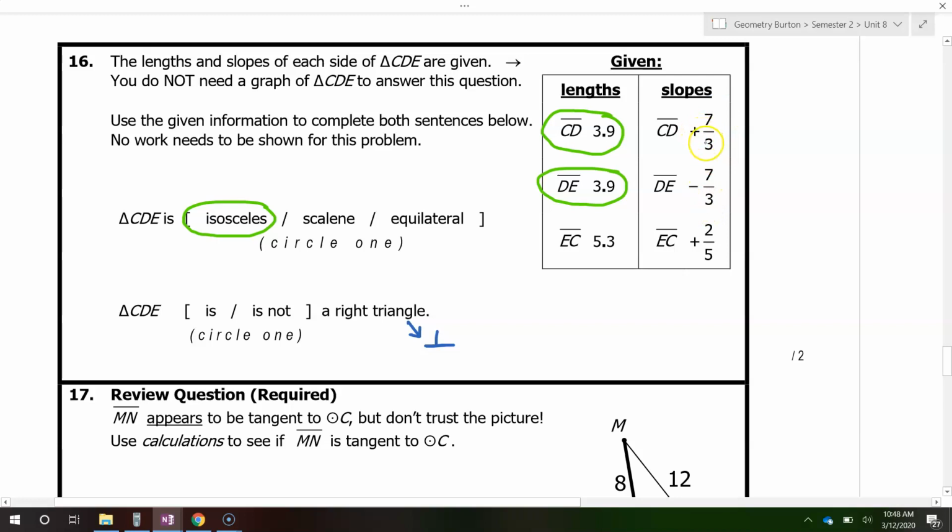I see that we have 7 over 3 and 7 over 3. They are opposite, but they are not reciprocal. If this had been negative 3 over 7, then that would be opposite and reciprocal. So none of these are opposite and reciprocal, right? None of these are reciprocal. So that means that this is not a right triangle, all right? None of the sides are perpendicular, and the only way you're going to have a right triangle is if you have perpendicular sides.